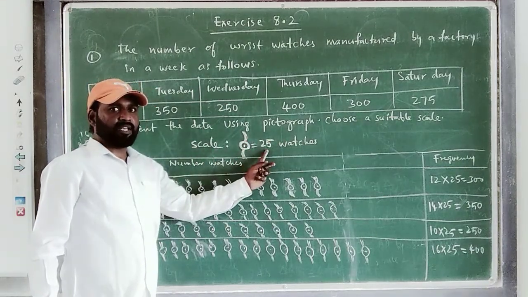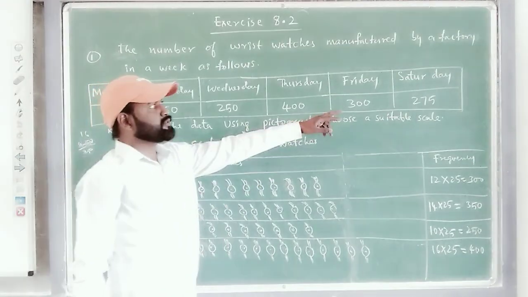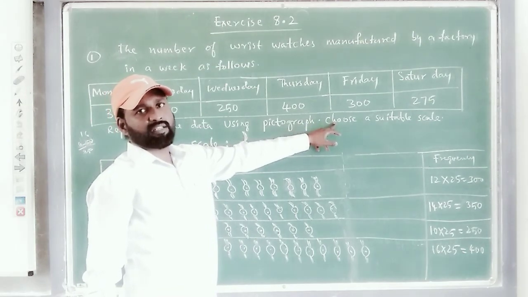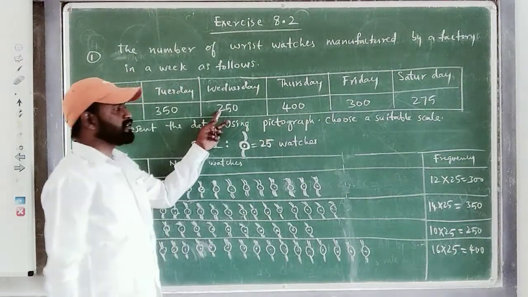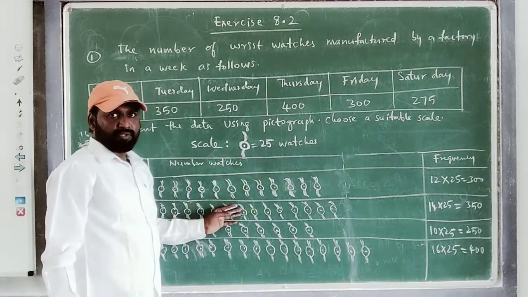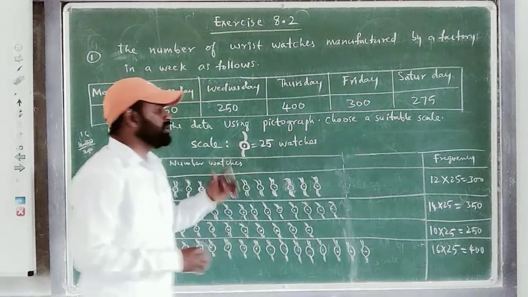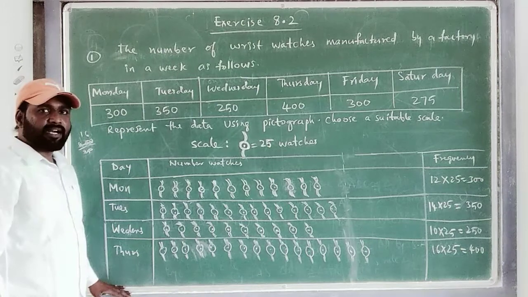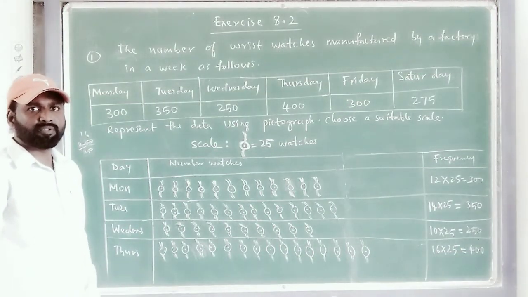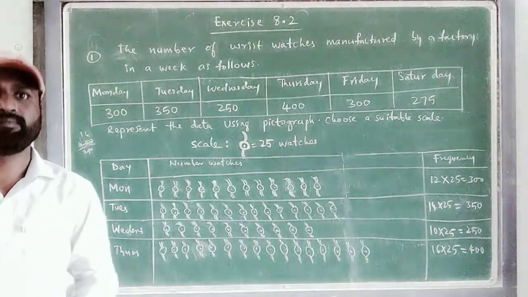Choosing a suitable scale, this one is the best. I have to take 25. Why? Because 275 is there. If it were not 275, I may take 100 or otherwise 50. If you take a bigger scale, the number of pictures may reduce. But here 275 is there, and we cannot show half of a picture. That is why I am taking 25. Like that, for Friday and Saturday also we have to complete the pictograph. Hope you all understood how to show the data in a pictograph. Thank you very much. Let us go to the second question.